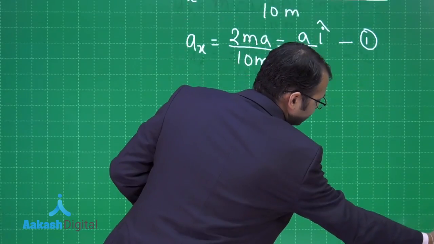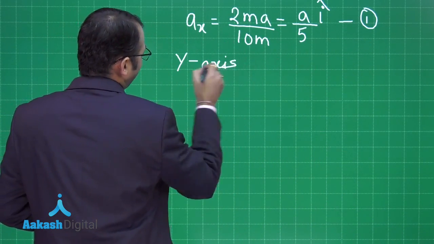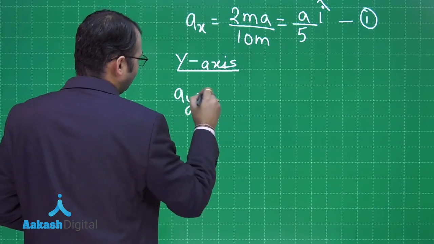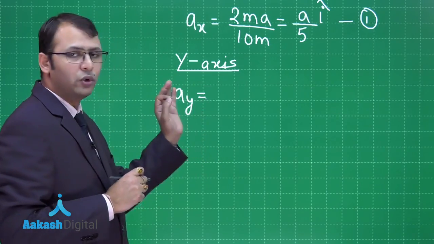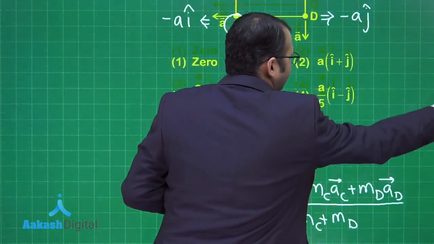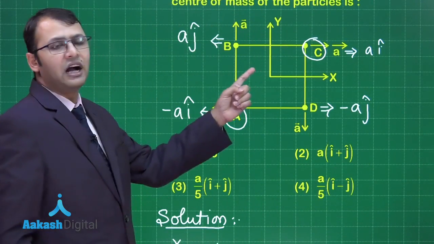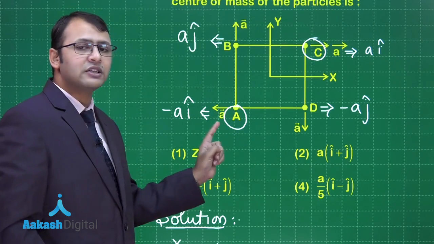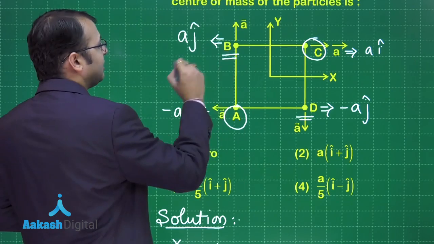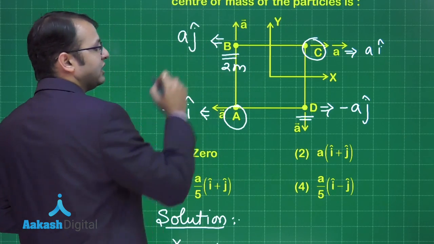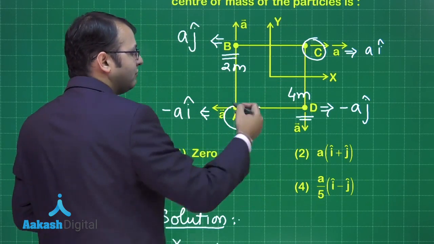Now similarly, we have to solve for the y-axis also. We follow the same formula, but this time along the y-axis. I am not writing the formula again, I am just going by the formula we have seen. Here A and C are along the x-axis only, so the y component of acceleration for them would be 0. Now I have to consider only B and D. What is the mass of B? That was 2M into plus a, and for D it was 4M into minus a.